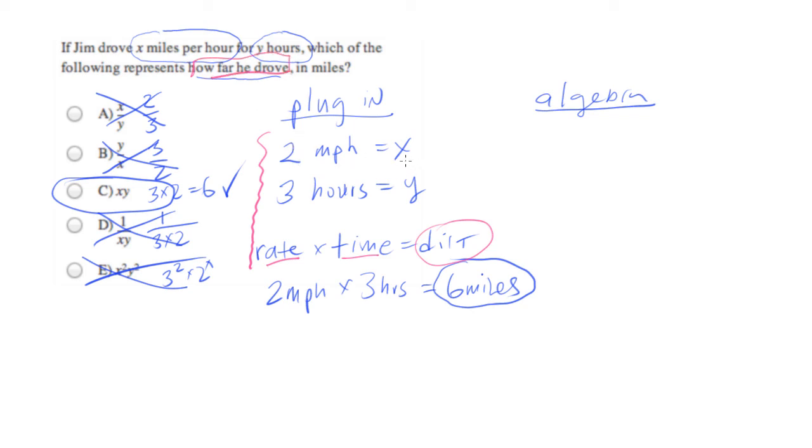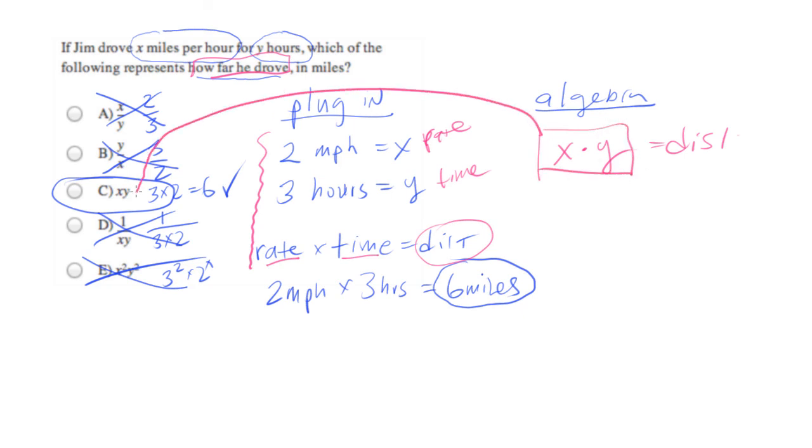But I have a number for rate and time. This is rate, and this is time. Rate times time is x times y. So that equals the distance, and this will be our correct answer. And if you do that, you can shortcut right to answer choice C.